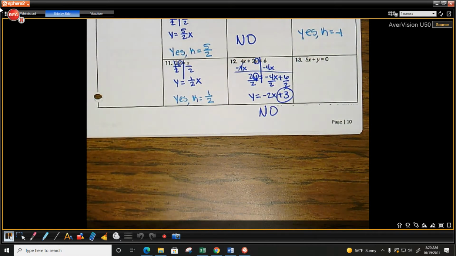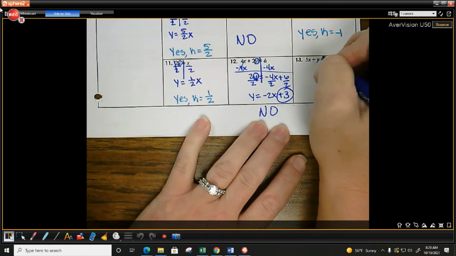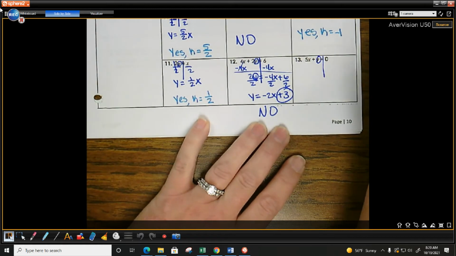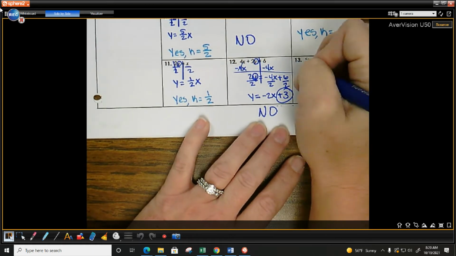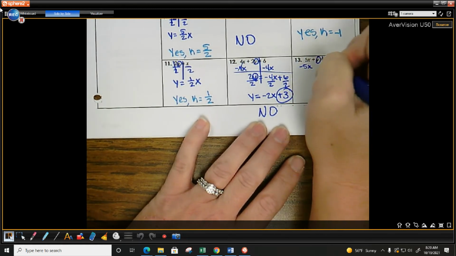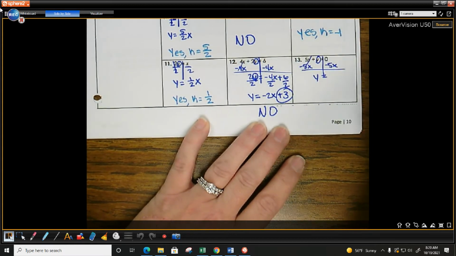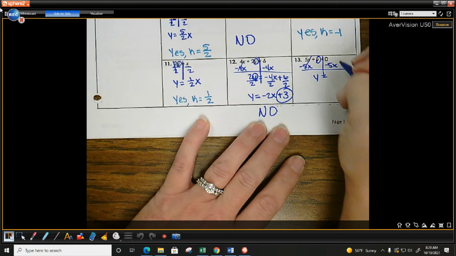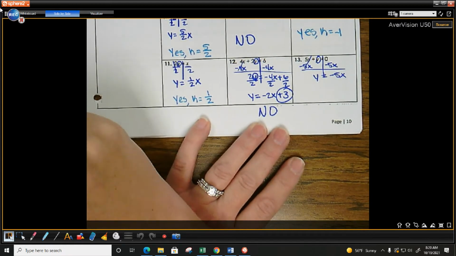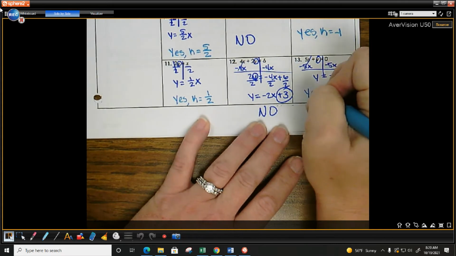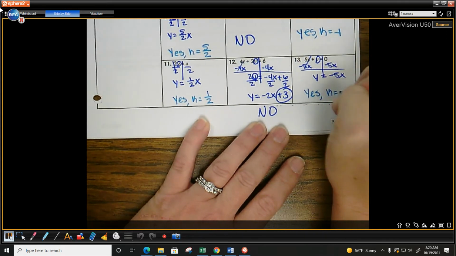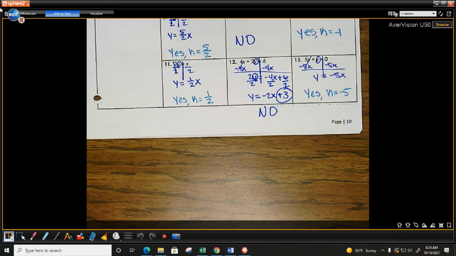Okay. Last one, draw a line through the equals, circle y. What am I going to do to get y by itself? And we get y equals negative 5x. Is this an example of direct variation? Yes. Good job. What's my k? Negative 5. We good?